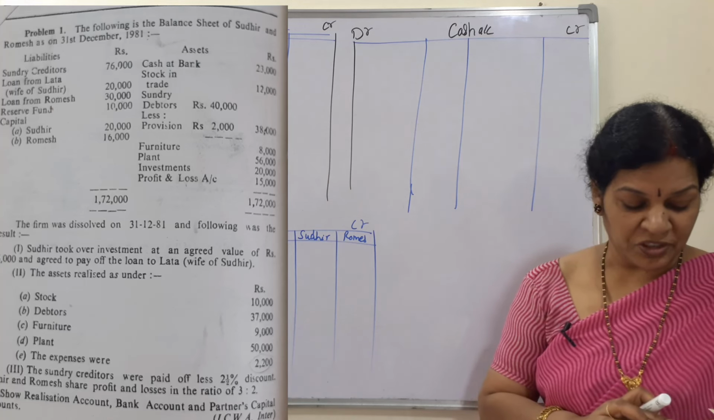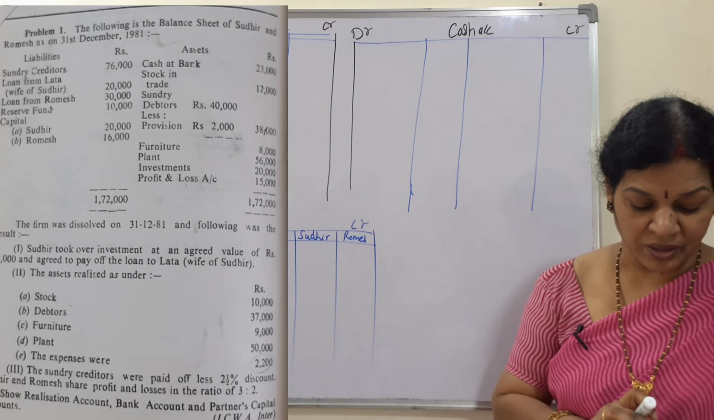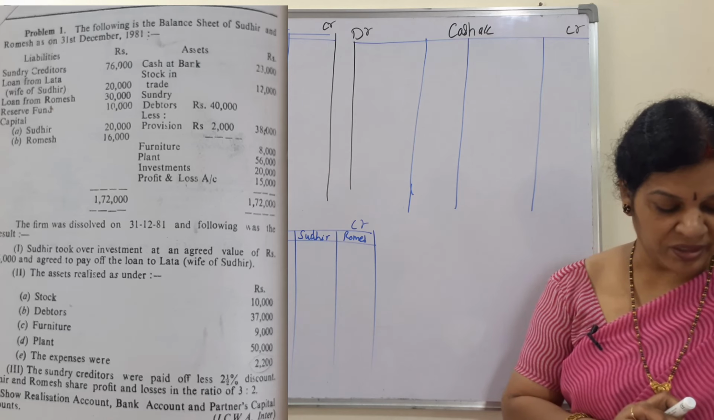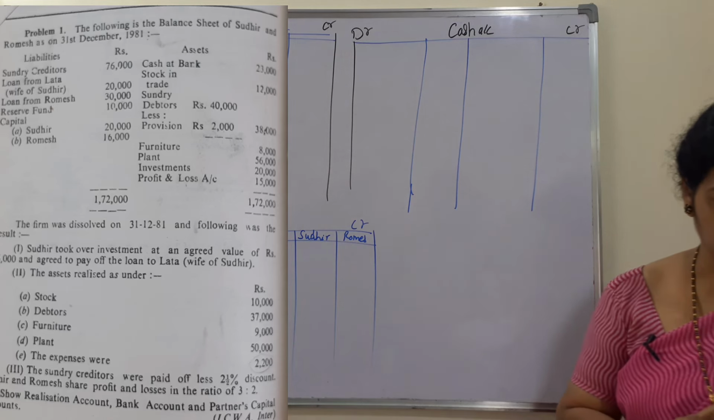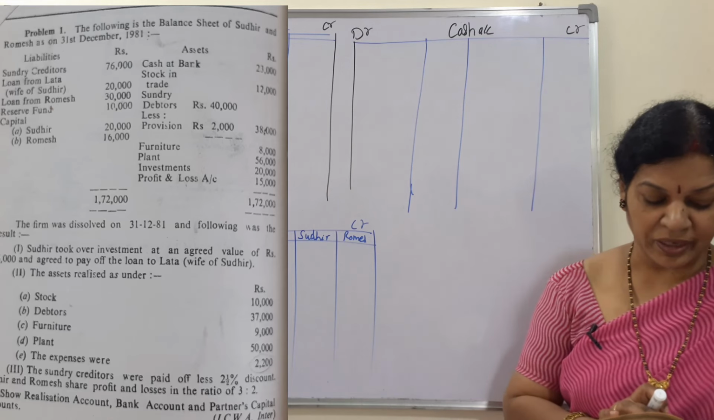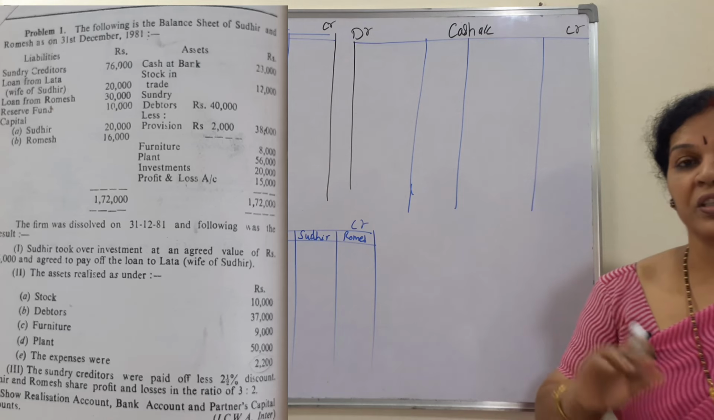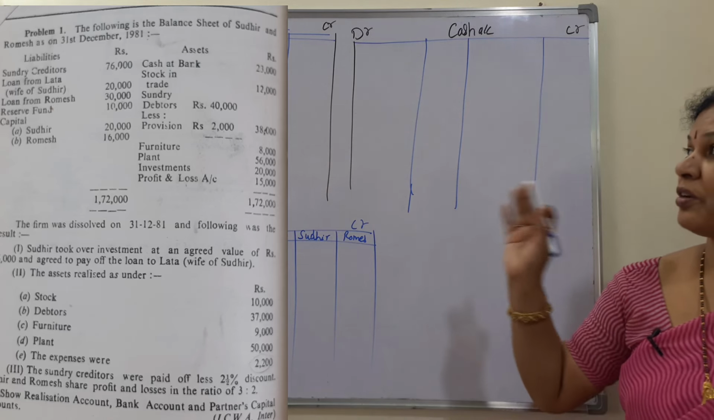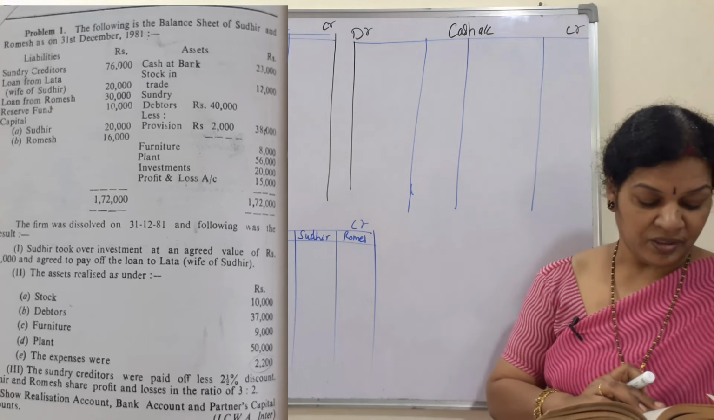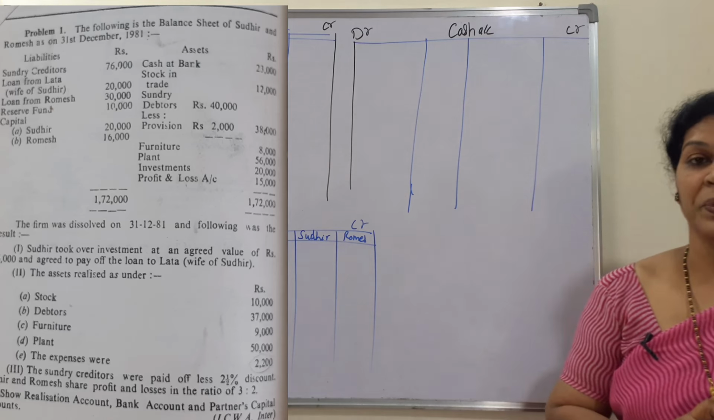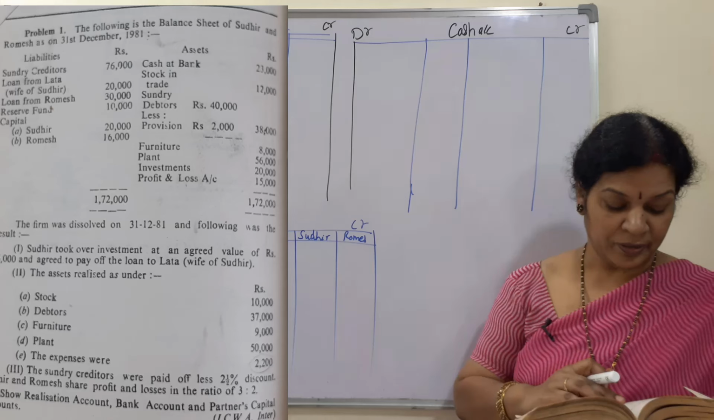And coming to the adjustments, the firm was dissolved on 31st December 1981 and the following was the result. What is the result? First one is Sudhir took over the investment at an agreed value of 16,000. When Sudhir is taking it, it comes in the realization account, credit side. And he agreed to pay off the loan of Lata also. Lata's loan also he is going to pay, so that also comes on the credit side.